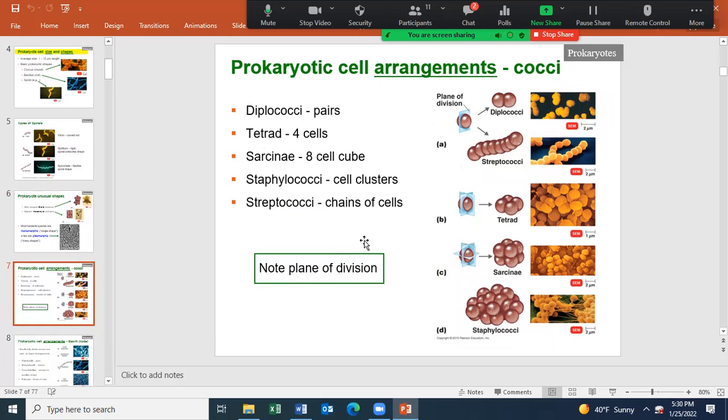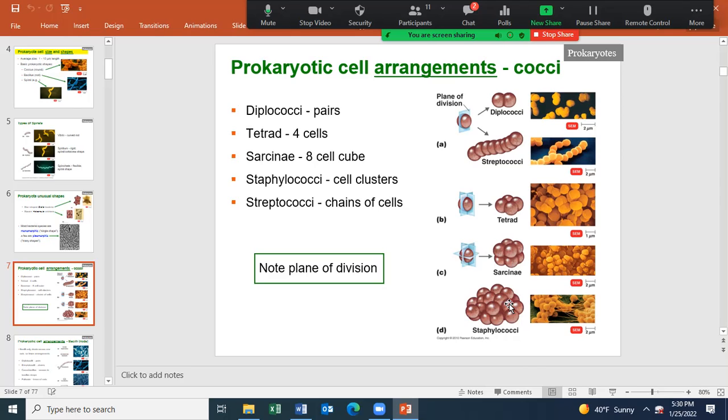When we talk about the cocci, the cells can be individual coccus, or they can be diplococci, where two cocci are stuck together, or multiple cocci stuck together in a row, and that we call streptococci. You can also have a tetrad, Sarcinia, and that's 8 cells stuck together. And then the last would be staphylococci. This literally means a cluster of grapes, because when they saw that, it reminded them of a cluster of grapes.